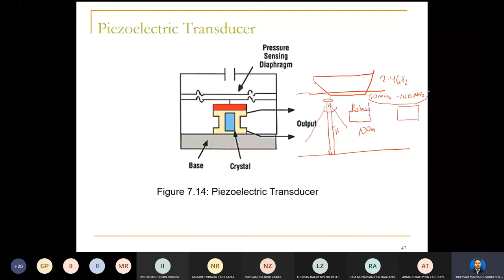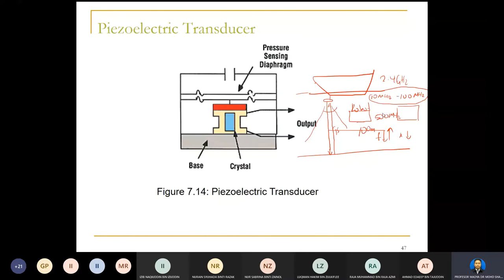Okay, maybe it can travel until 500 megahertz, but if the frequency is high, the distance will be lower. If the frequency is low, the distance between two robots will be higher. So it can be far between two robots.